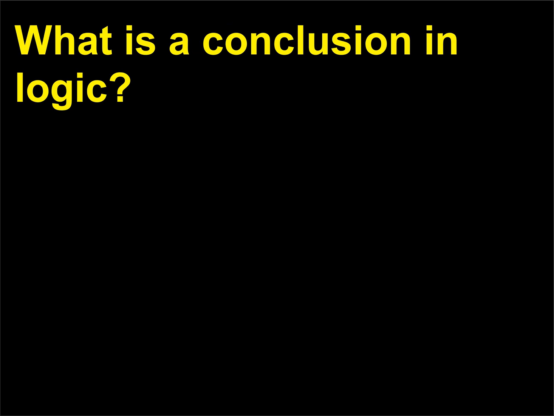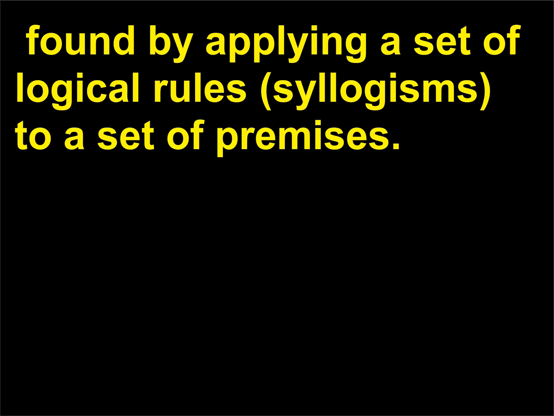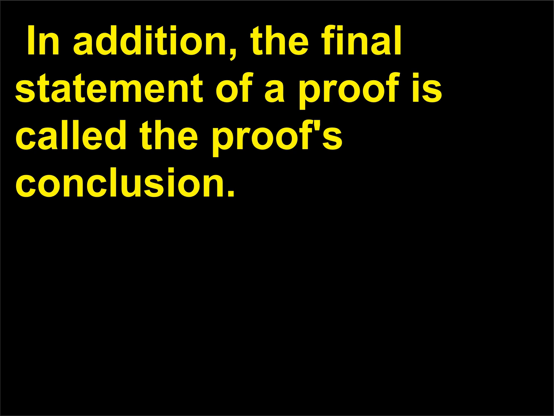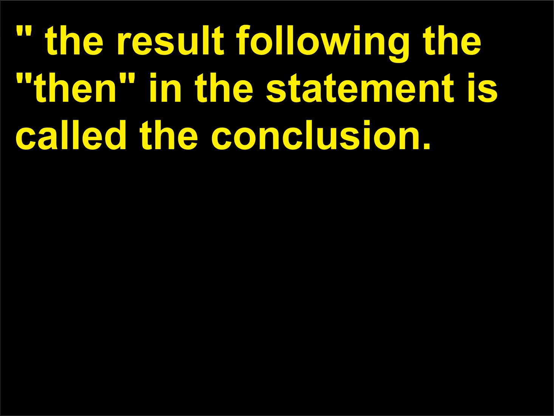What is a conclusion in logic? A conclusion is a statement, a proposition, found by applying a set of logical rules, syllogisms, to a set of premises. In addition, the final statement of a proof is called the proof's conclusion. For example, in a statement that includes if, then, the result following the then in the statement is called the conclusion.